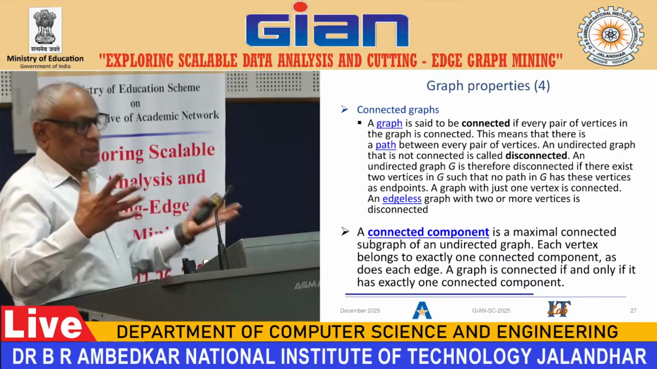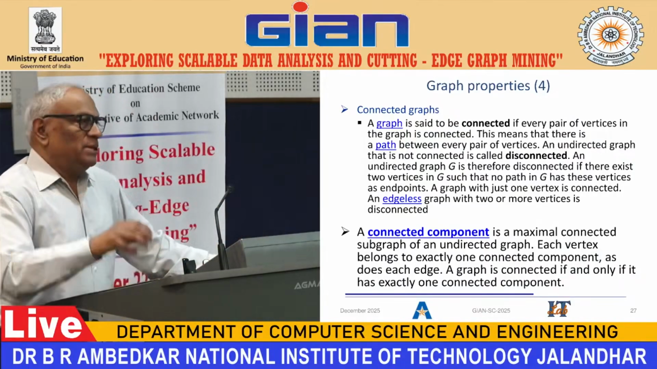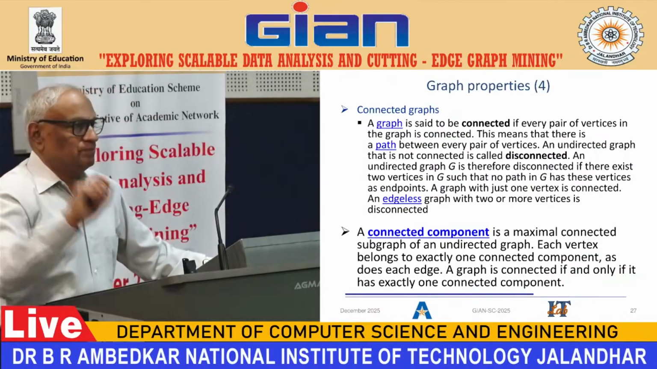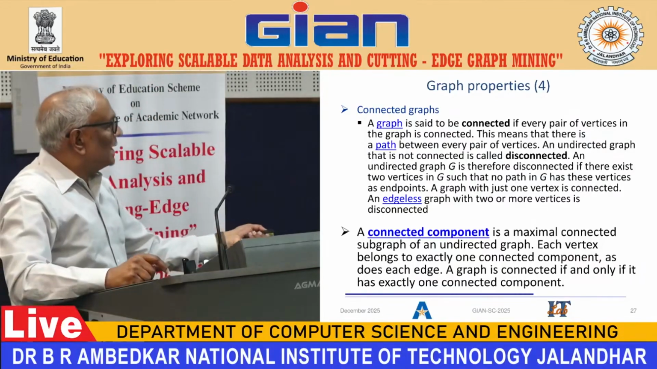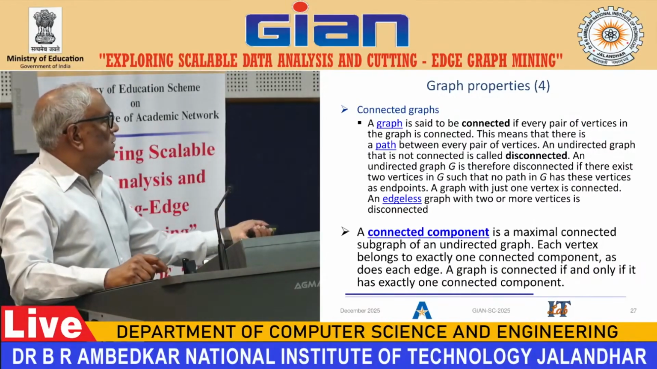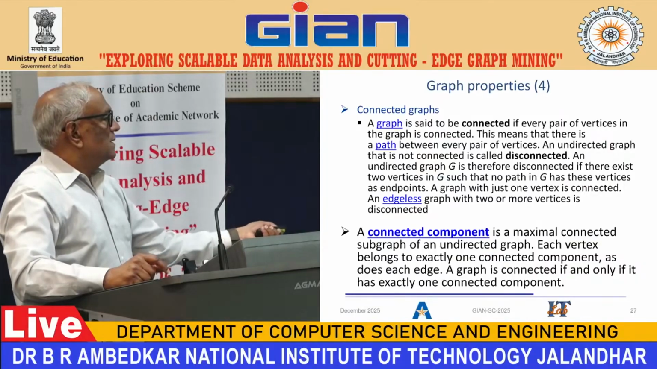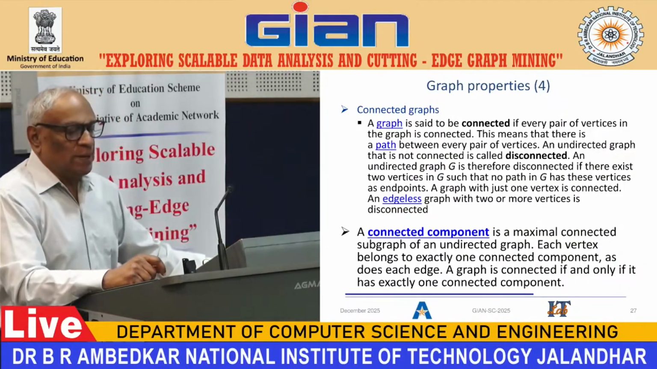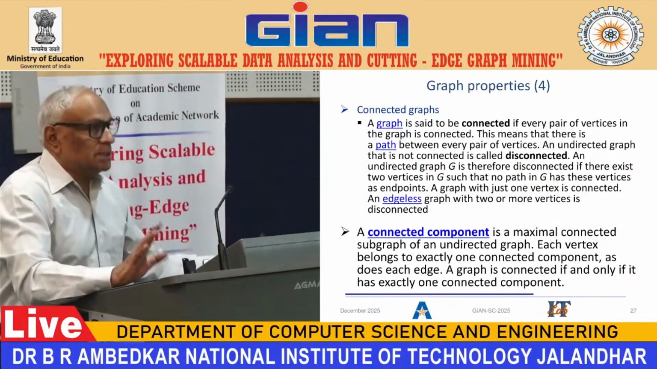A connected component. So a connected component means if you are given a graph, you may have multiple connected components, and that is also called a forest. So a connected component is the maximum connected subgraph of an undirected graph. Each vertex belongs to exactly one connected component, as does each edge. A graph is connected if and only if it has exactly one connected component. So if there is only one connected component, then the entire graph is connected.